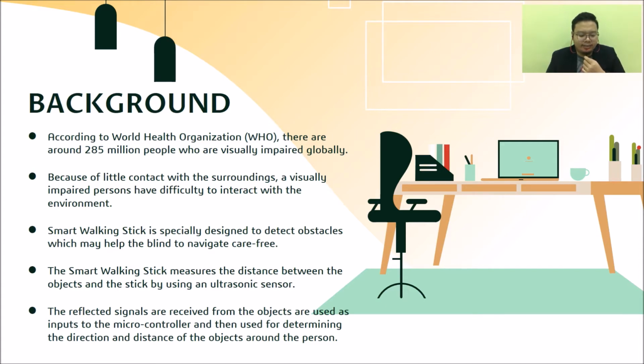The smart walking stick measures the distance between the objects and the stick by using an ultrasonic sensor. The reflected signals received from the objects are used as input to the microcontroller, and then used for determining the direction and distance of the objects around the visually impaired person.